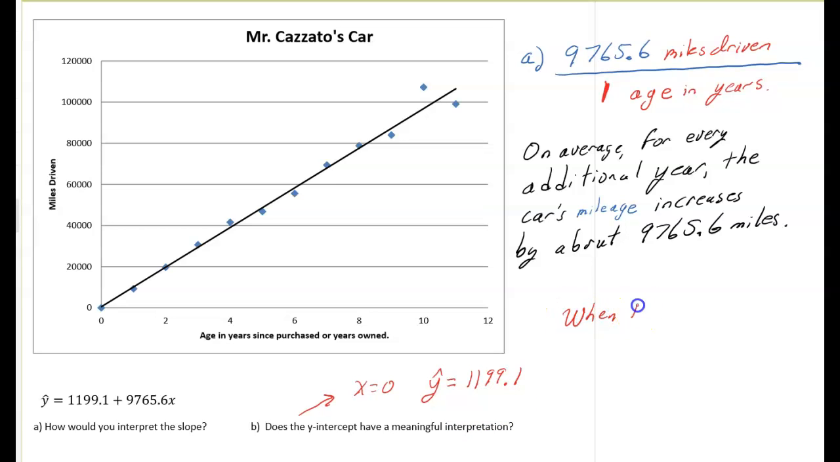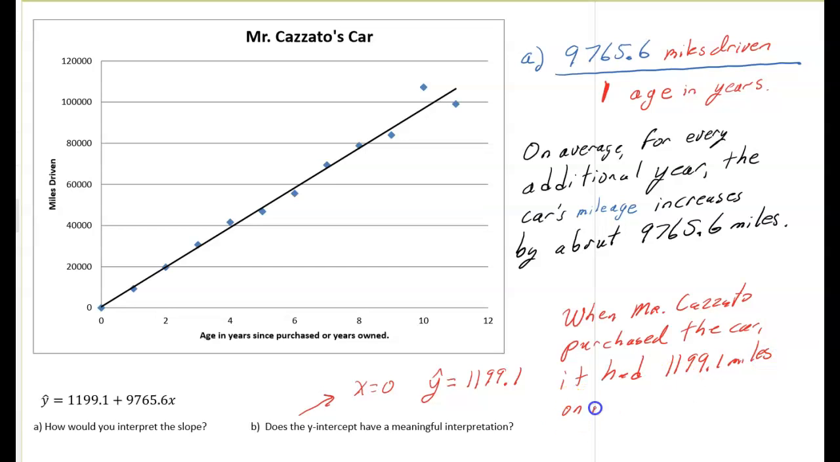So when Mr. Gazzato purchased the car, it had 1199.1 miles on it. So this does have a meaningful interpretation.